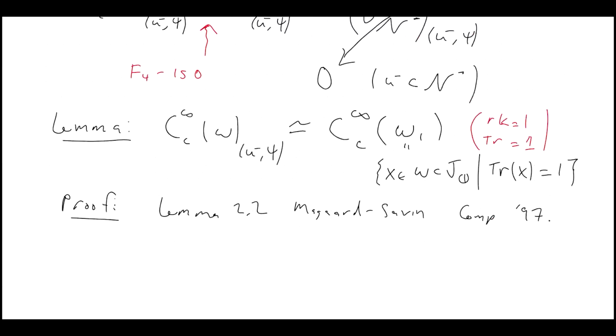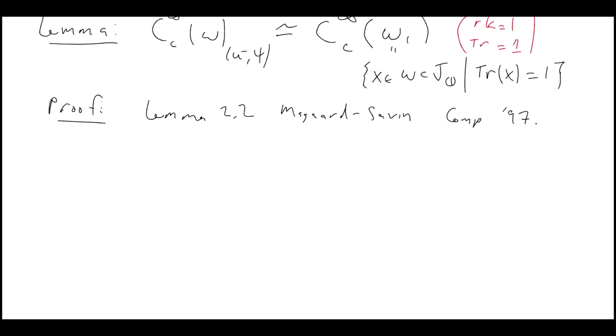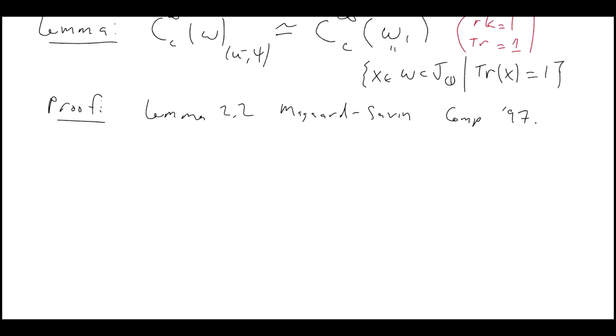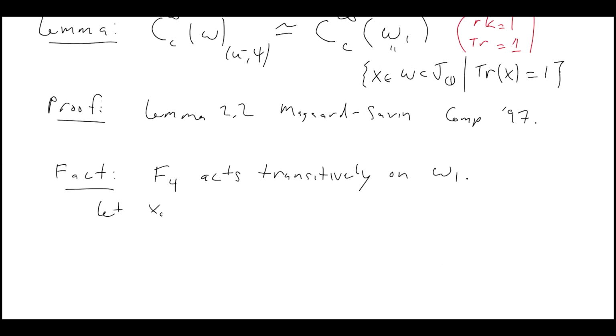functions on the rank 1, trace 1 elements of the Jordan algebra. And we can realize this as an induced representation, because in fact, this is a homogeneous space. So this I will also just state as a fact. F4 acts transitively on Omega 1. Omega 1 contains this element that we discussed earlier, the diagonal element (1, 0, 0). I'm going to call this X naught.